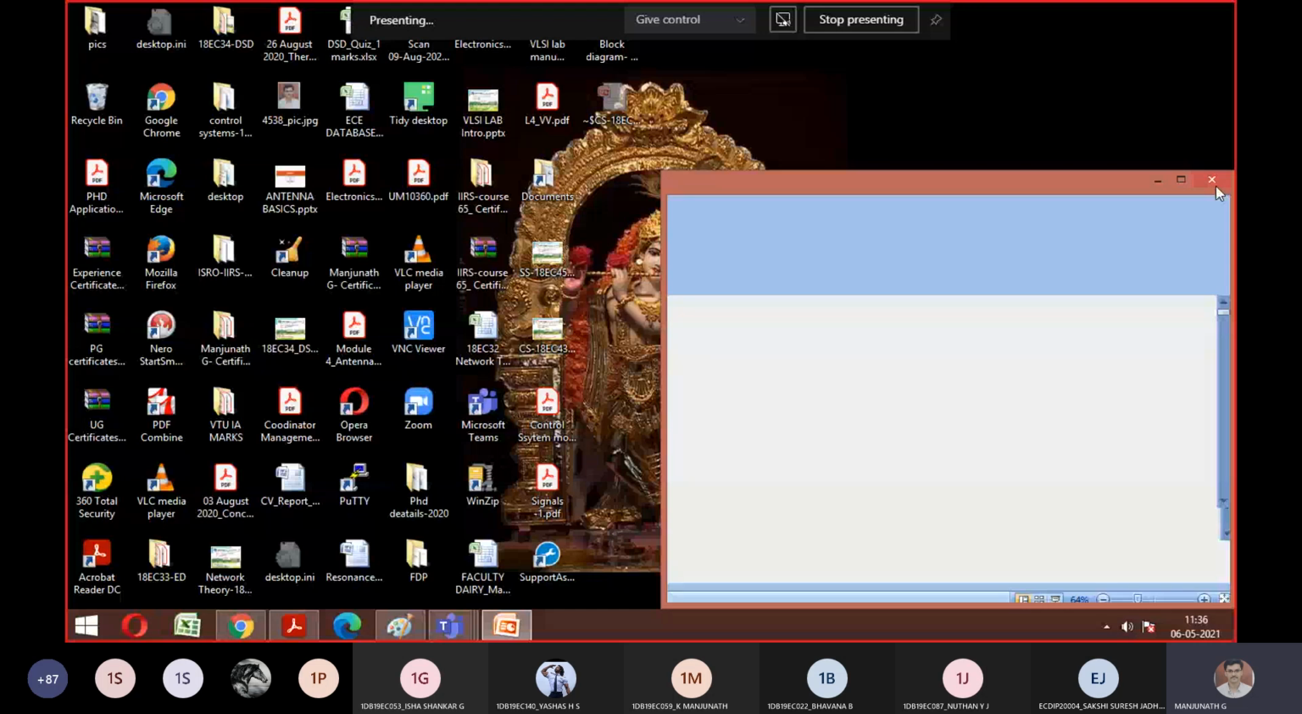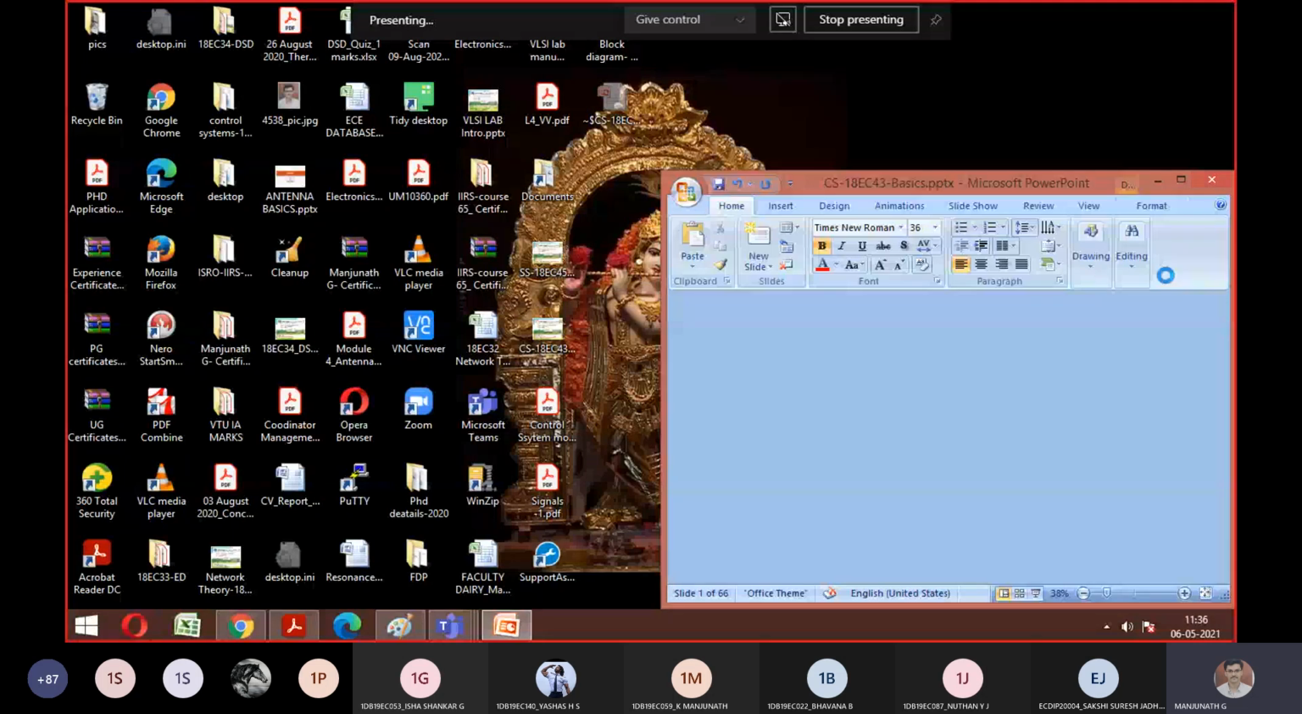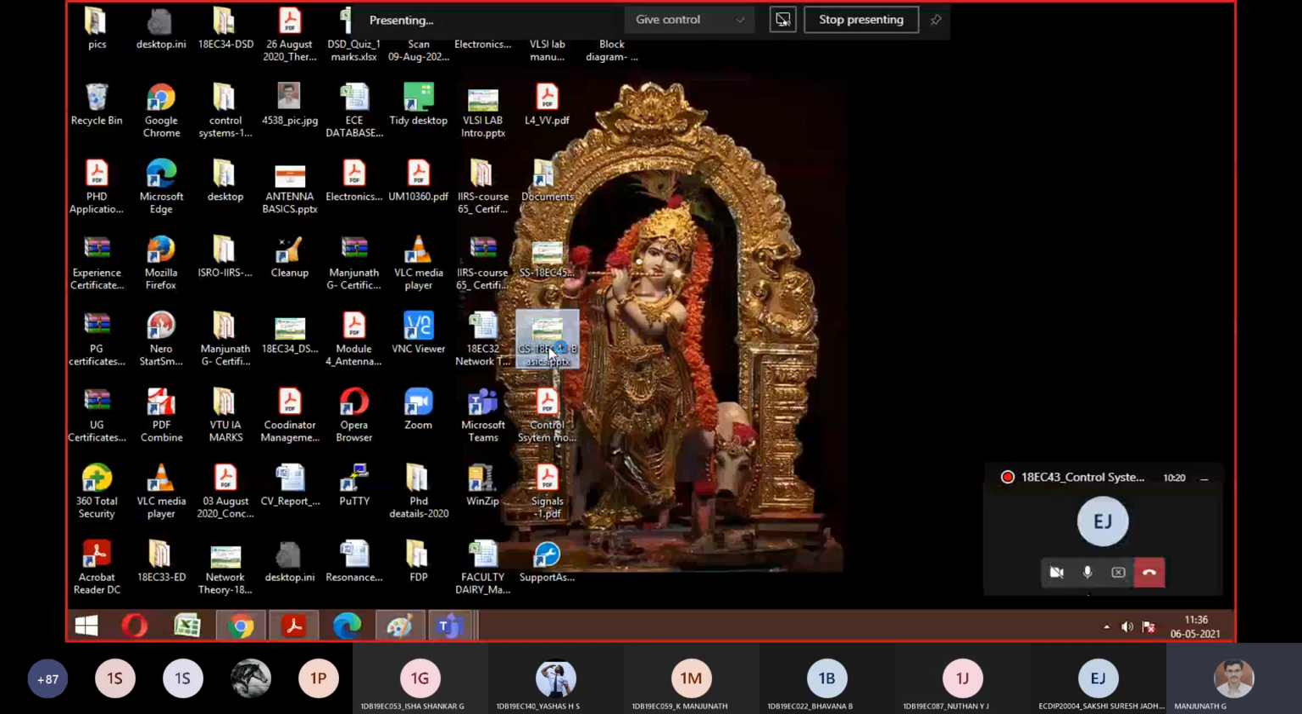Is it visible, guys? Share screen has happened. Yes, sir. Okay. So anybody have doubts with the transfer function? If you have, you should ask.